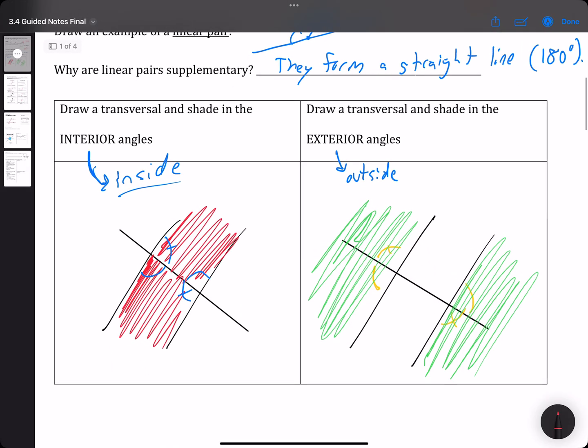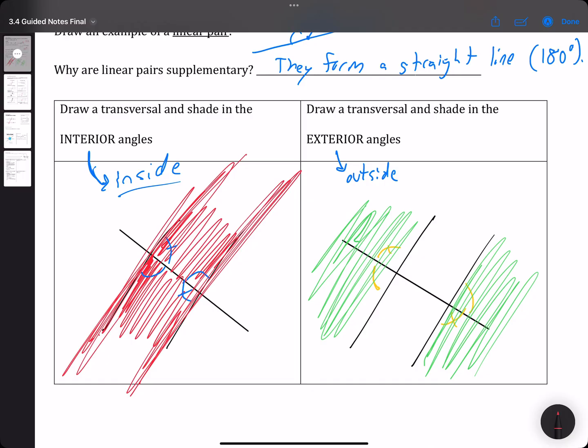Last but not least in our vocab, we're talking about the interior and the exterior of an angle, or of two parallel lines. You've got two lines that are parallel, like here. So you've got this line parallel to this line. The inside of those two lines is filled in. That is called the interior of the angle.